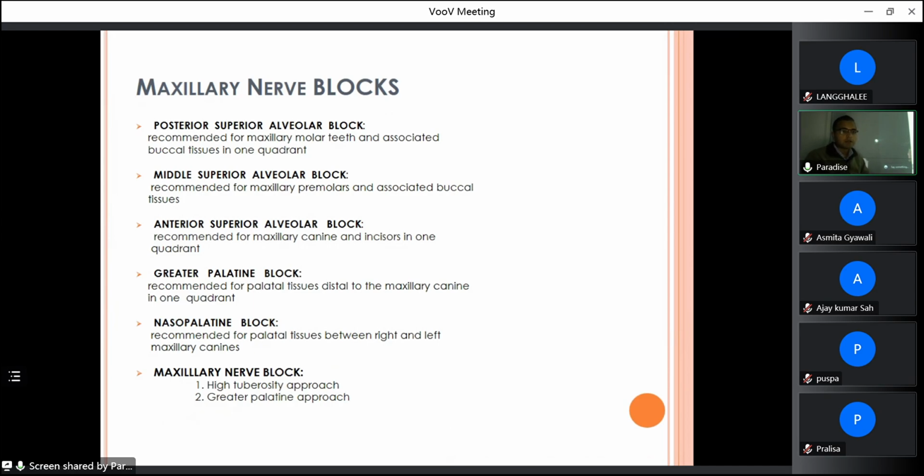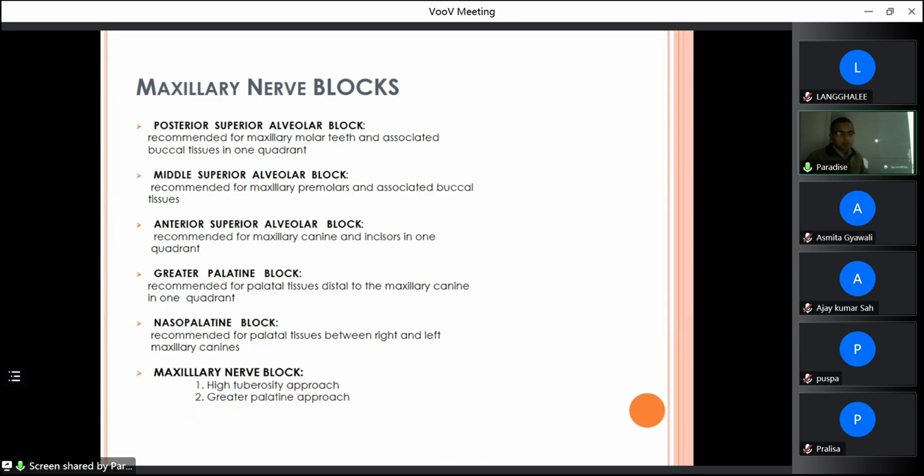In case of maxillary nerve block, the posterior superior alveolar nerve block is recommended for maxillary molar teeth and associated buccal tissue in one quadrant. MSA is recommended for maxillary premolars and associated buccal tissue. ASA is recommended for maxillary canine and incisor in one quadrant. Greater palatine block is recommended for palatal tissue distal to the maxillary canine in one quadrant. Similarly, nasopalatine block is recommended for palatal tissue between the right and left maxillary canines.